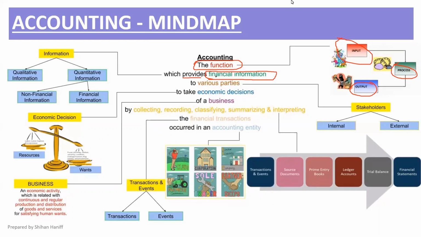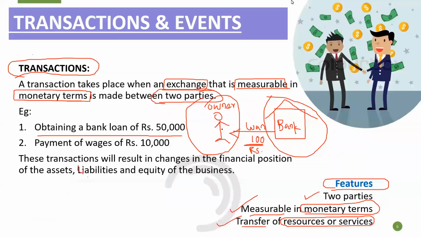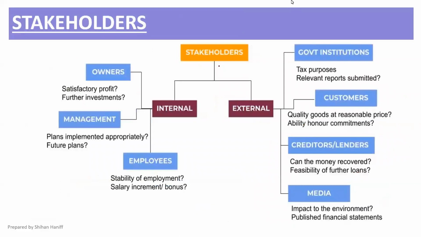To whom? Accounting is a function which provides financial information to different types of people, various parties. So we call them stakeholders. Various parties means stakeholders. The stakeholders are divided into internal stakeholders and external stakeholders. So let's see who these stakeholders are.